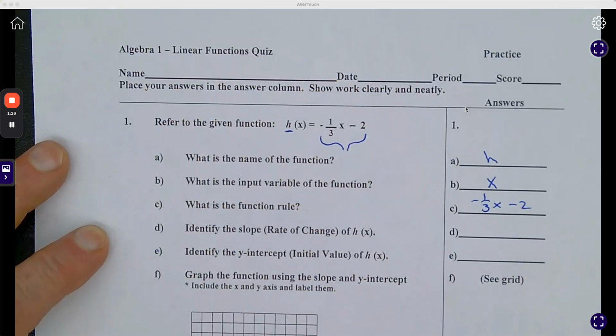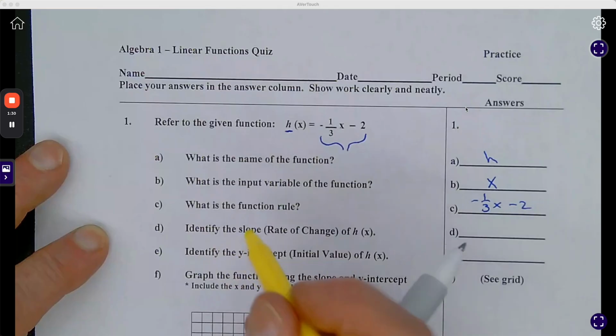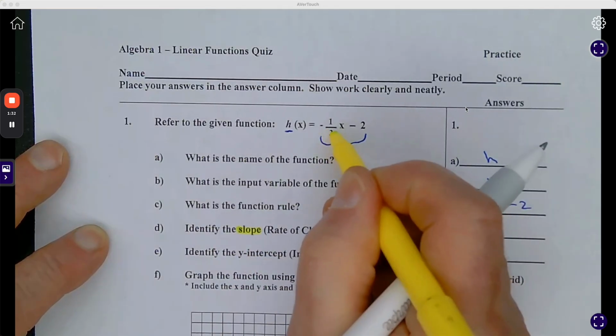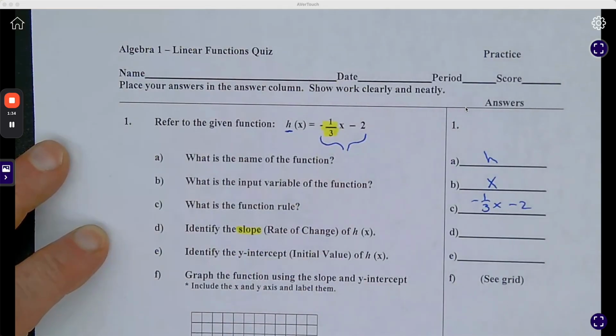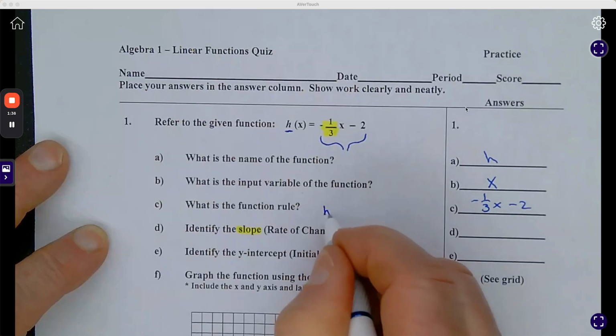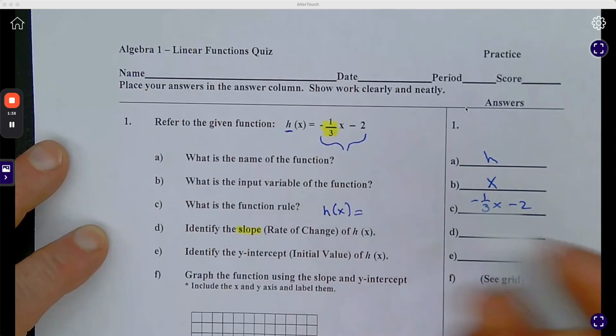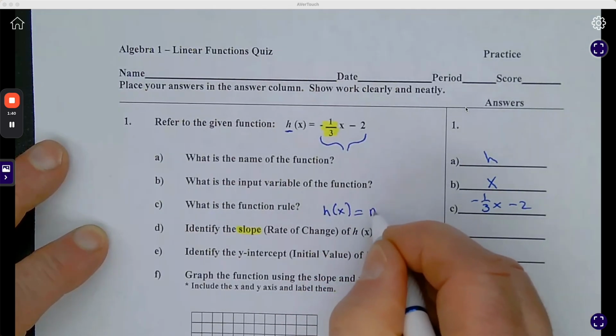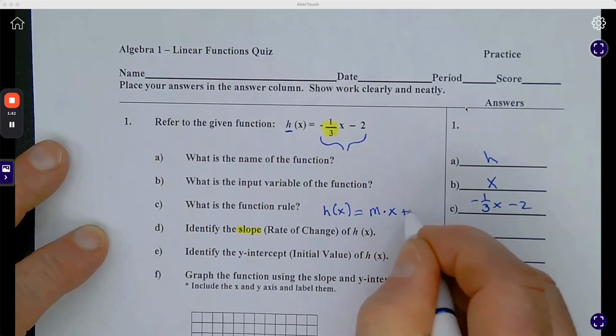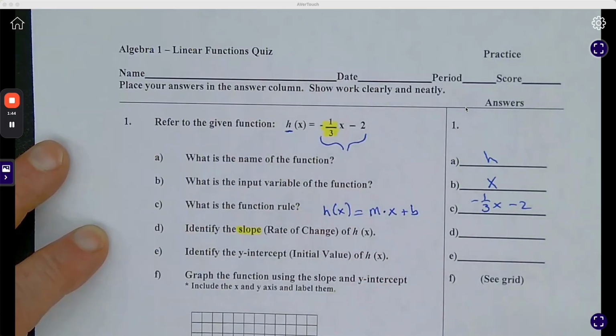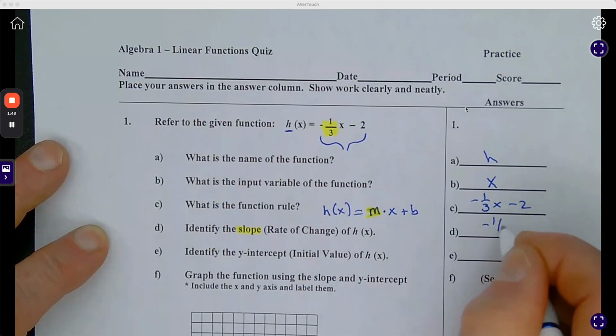All right, now we're going to graph this h of x function. We're going to identify the slope. All right, so the slope is always the m, the number in front of x. The standard form, slope intercept form, is m times x plus b. So m is that slope. So that slope is negative 1/3.